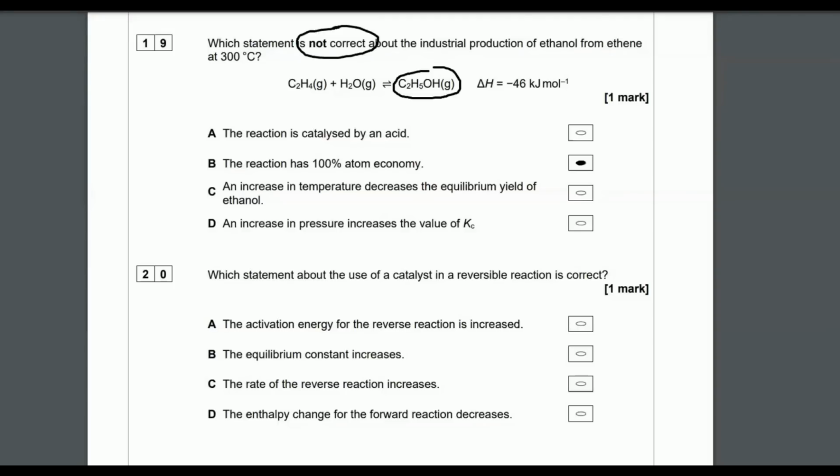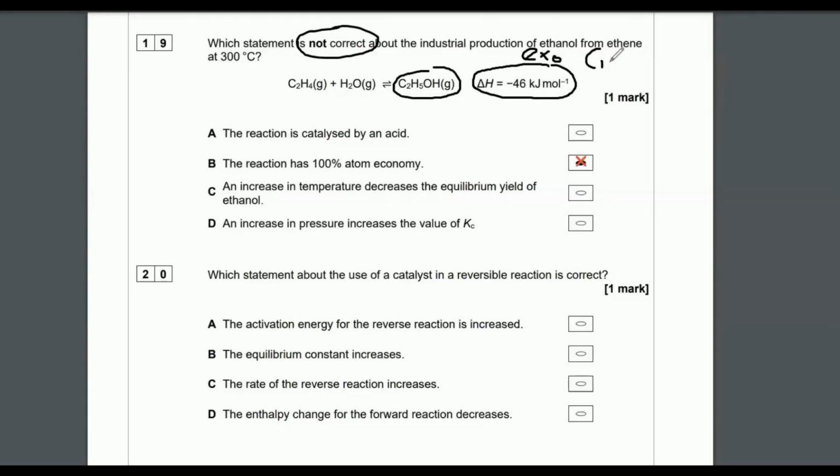Which is not correct. Oh, geez. Sorry, that's correct. So that's not true because that's incorrect. Yeah. An increase in temperature decreases the equilibrium yield of ethanol. Well, we've got to look. It is exothermic, minus 46.